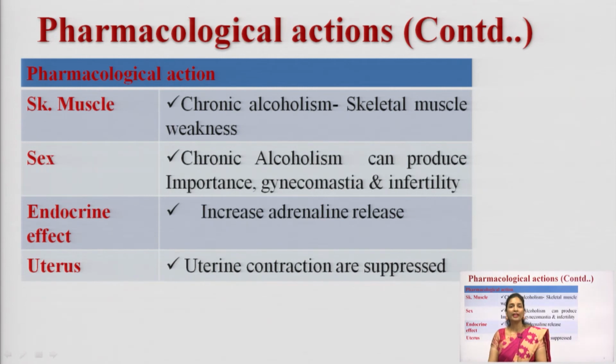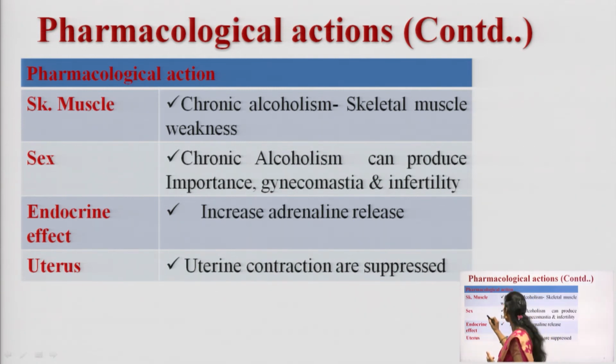And we are moving to the next one, the pharmacological action on skeletal muscle. If you are taking alcohol chronically, what is going to happen? Skeletal muscle weakness. So, in patients with chronic alcoholism, who are using it chronically, alcohol can cause skeletal muscle weakness. You can feel weakness of the skeletal muscle. This is one of the pharmacological actions of alcohol.